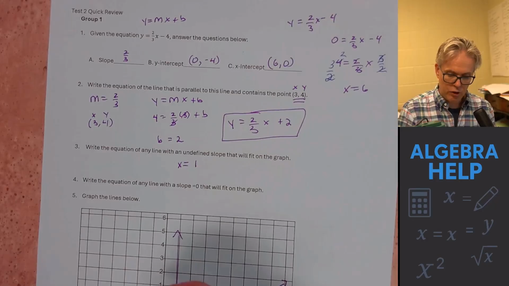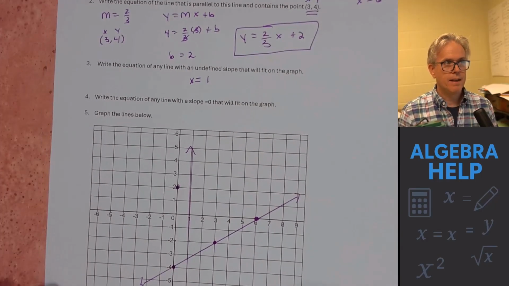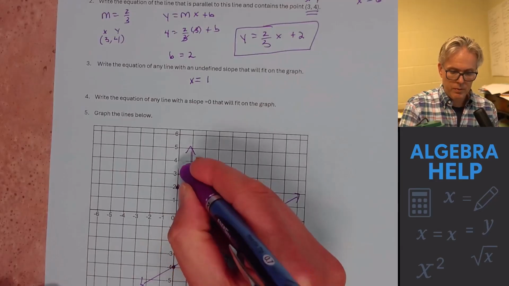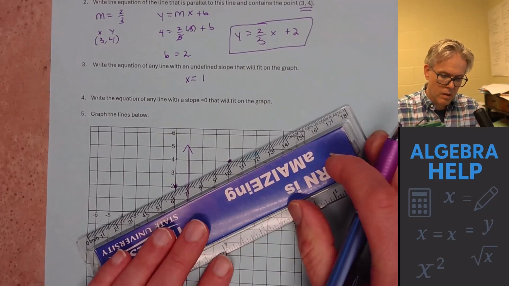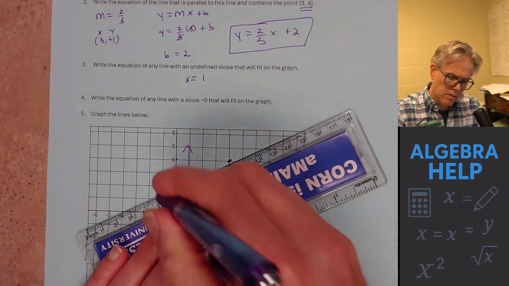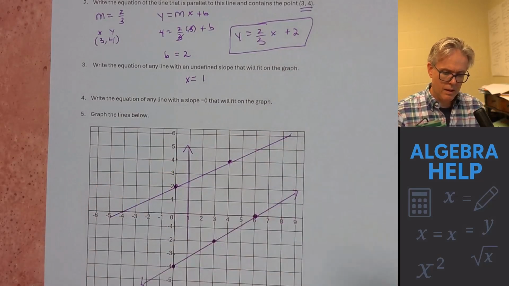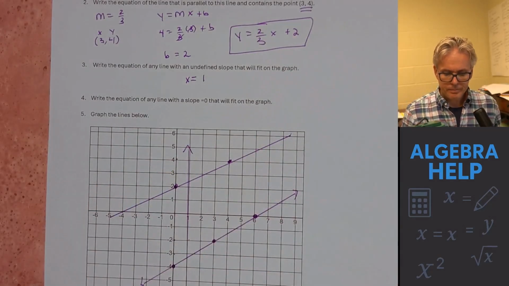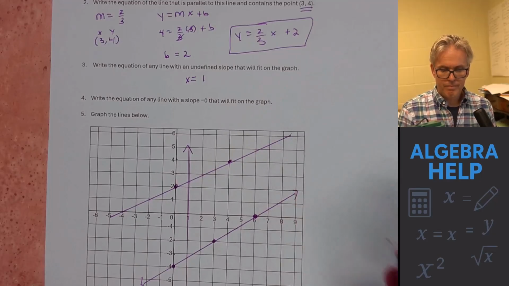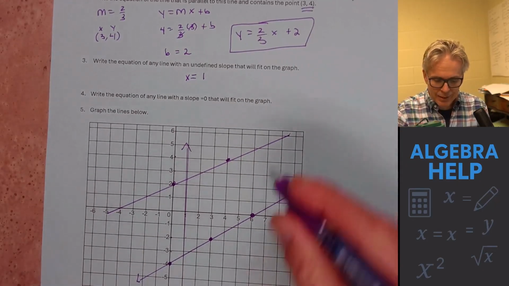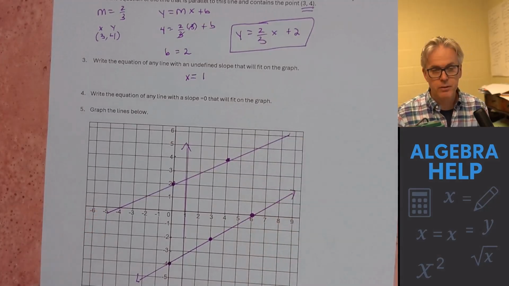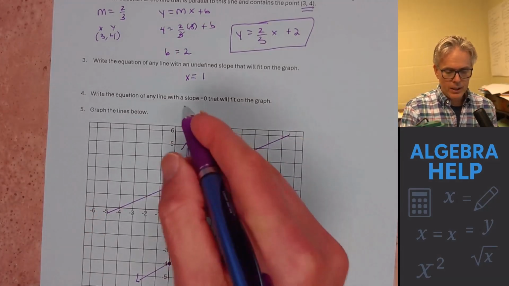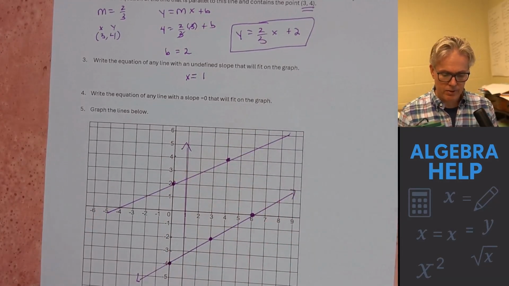So we're going to go to 2, there's my y-intercept, and then I'm going to go up 2 over 3. And there we go. So those are 2 lines. They may not look parallel. Looks like I cheated a little bit there, so it should have been up a little bit, but those are parallel. Write the equation for any line with a slope of 0 that'll fit on the graph.